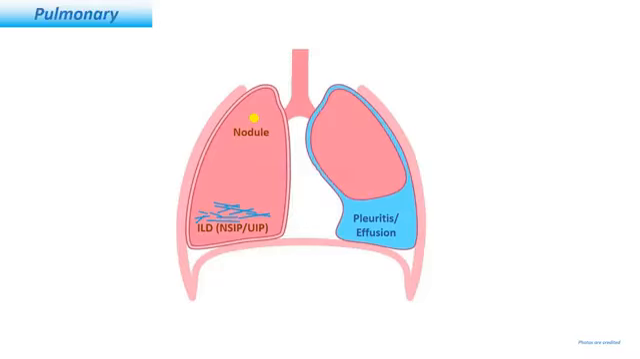Next is the pulmonary complication of rheumatoid arthritis. Here we see that pleural effusion or pleuritis is common in rheumatoid arthritis patients. Next lung change is an interstitial lung disease pattern, that is, non-specific interstitial pneumonia or usual interstitial pneumonia pattern. And the third one is the pulmonary nodule in rheumatoid arthritis patients.